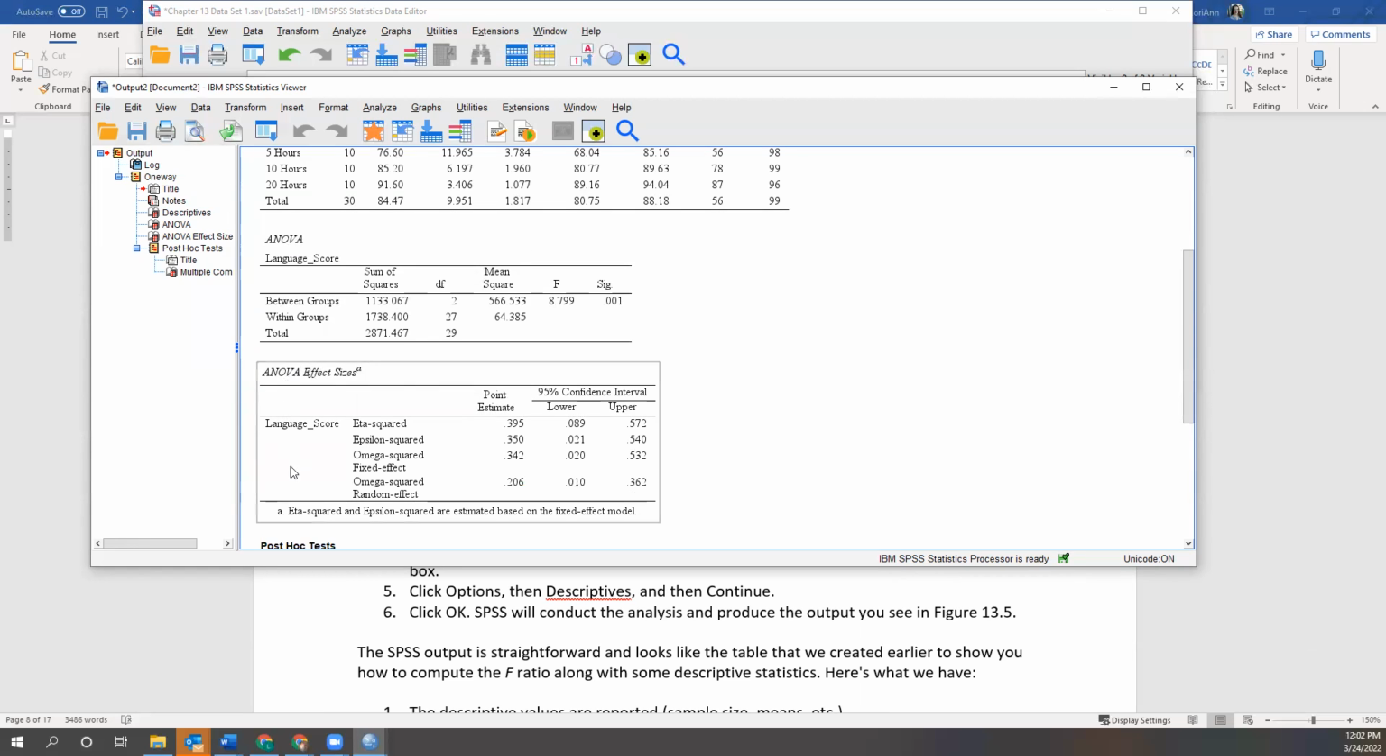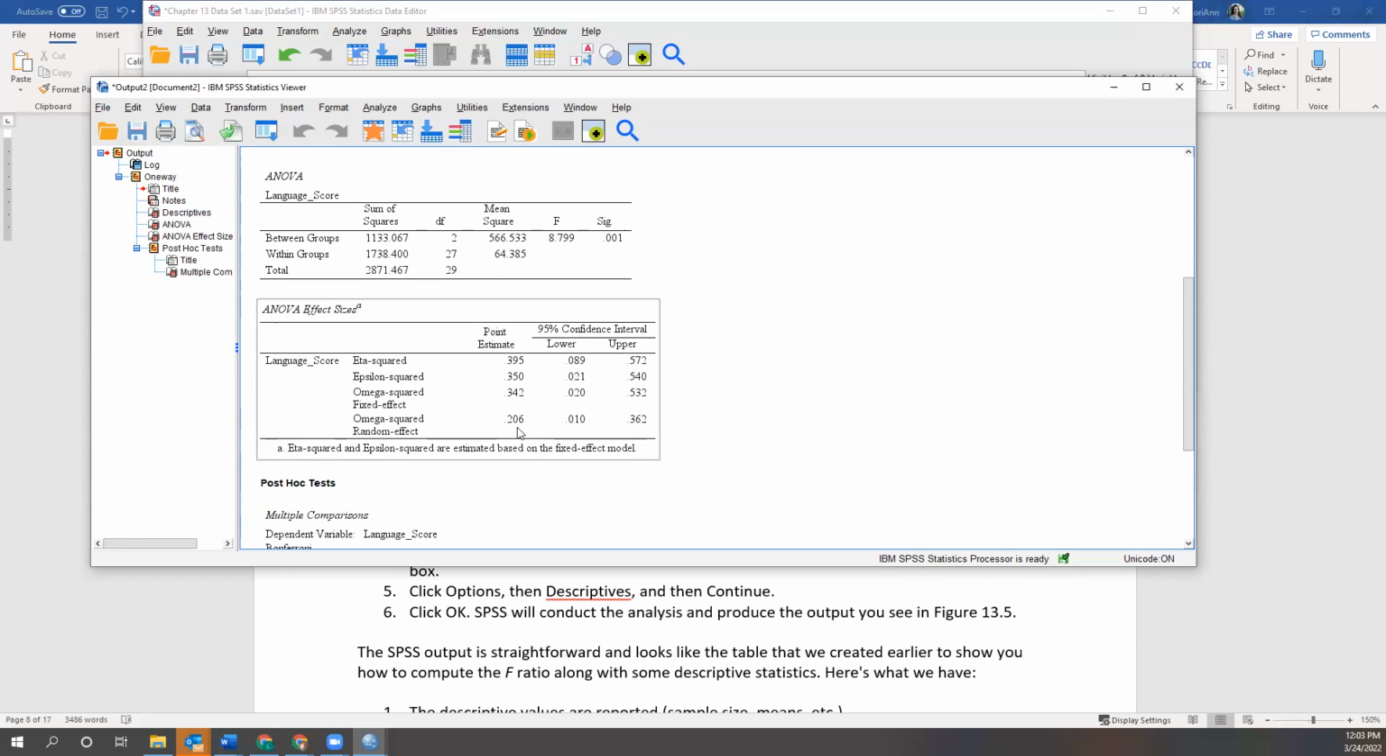Okay, now here's the effect size. So it's giving me lots of different ways to do effect size, but we're just worried about eta square. That's really the one that we're going to focus on, 3.95. And again, here's if I were to estimate where I thought the real true range was of my effect size, this is where it would be. But this shows a very large effect for an ANOVA.